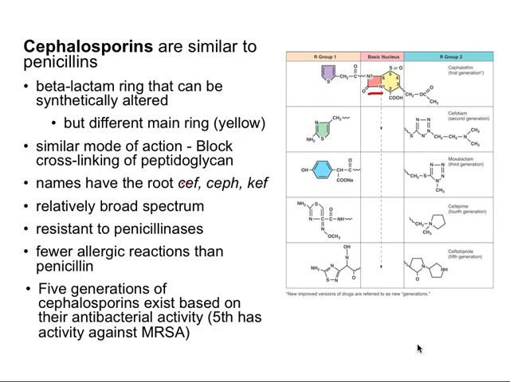Now, there are 5 generations of cephalosporins, and they exist based on their antibacterial activity; some contain antibiotics that are actually effective against MRSA. There are a few other beta-lactam antibiotics, but these are reserved for use in hospitals, and there are several other drugs that affect the cell wall. However, for the sake of not overwhelming you, I'm going to leave them out.